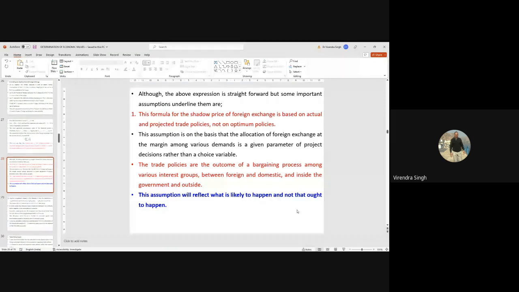Although the above expression is straightforward, some important assumptions underlie it. This expression is based on certain assumptions, and these assumptions are: one, this formula for the shadow price of foreign exchange is based on the actual and projected trade policies, not on optimum policies. Trade policies of a country are devised and revised from time to time, and that may not be optimum at the time of evaluation actually.